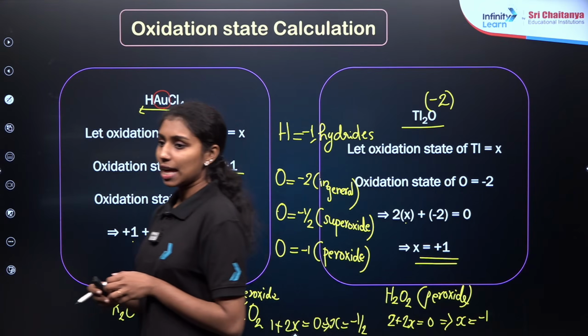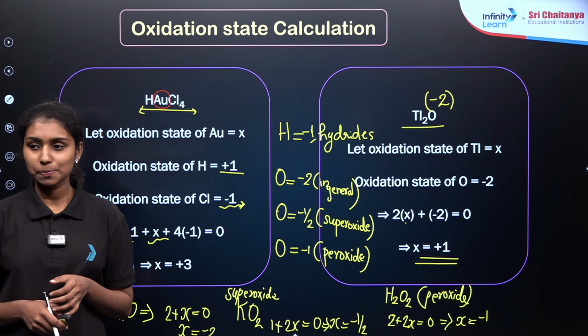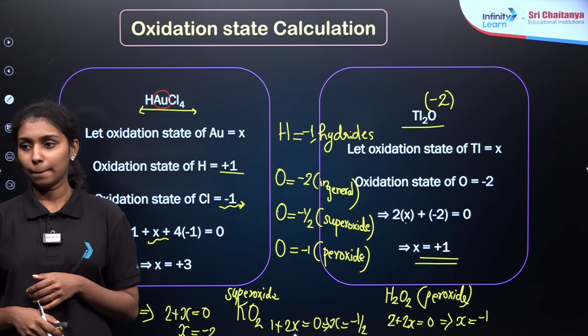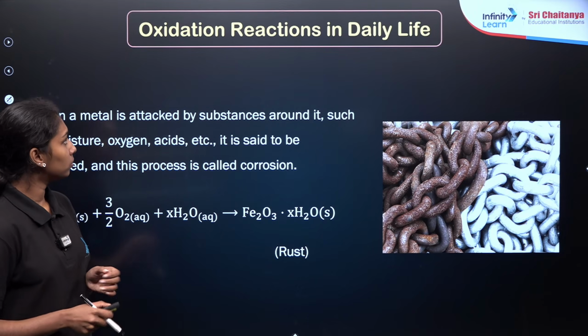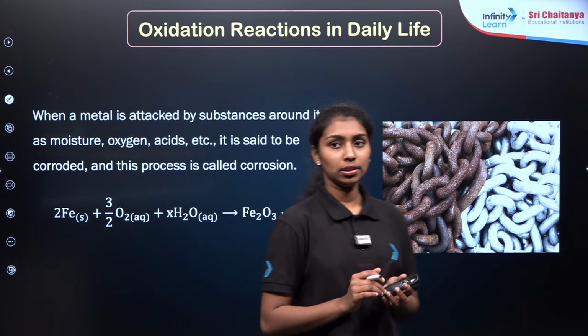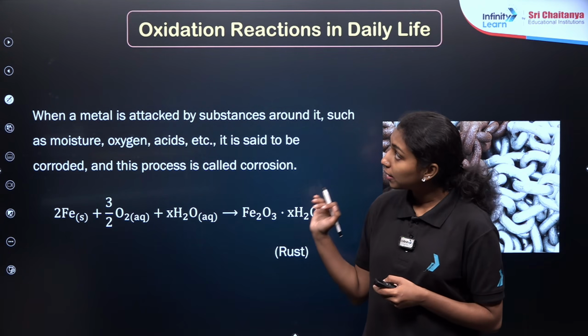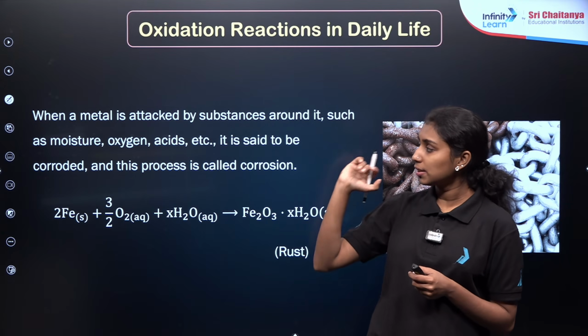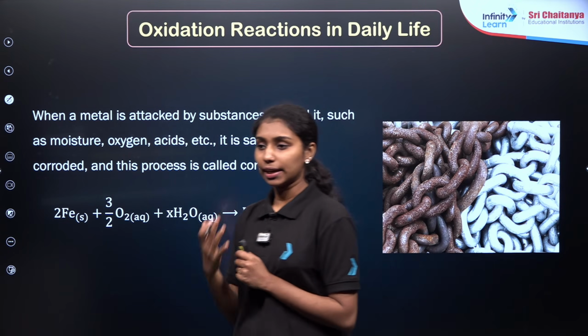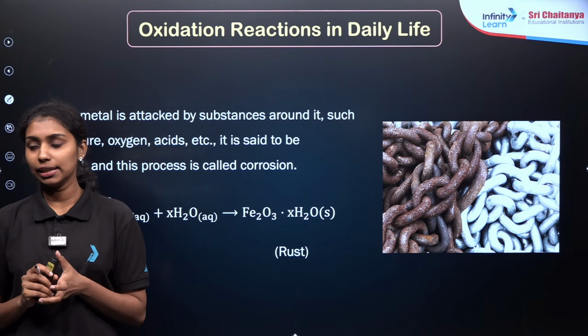Okay, in general copper has +2. Aluminum is +3, right? Now we will be discussing the last part in the chemical reactions. It is about oxidation in real life, right? Oxidation in real life. You have already seen the rusting of iron, right?